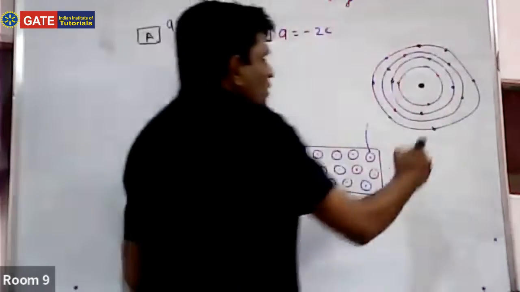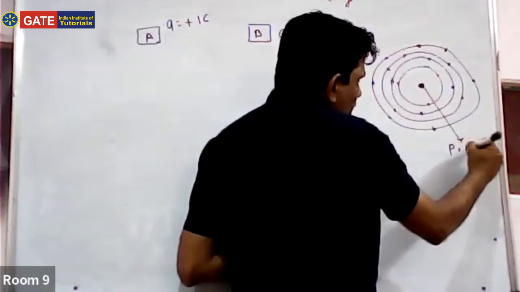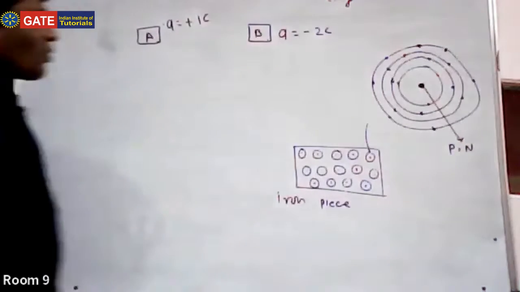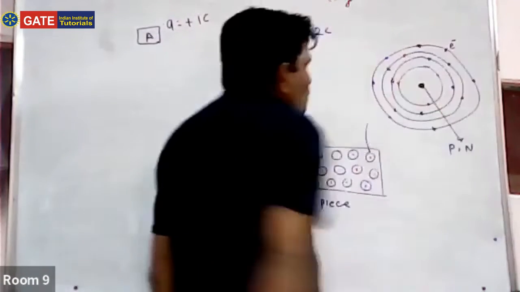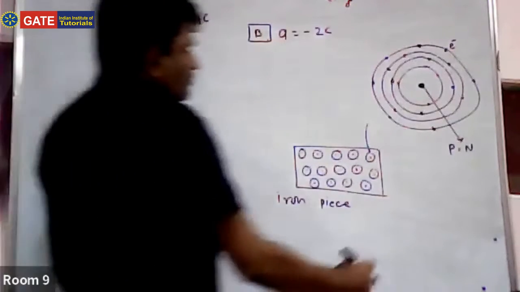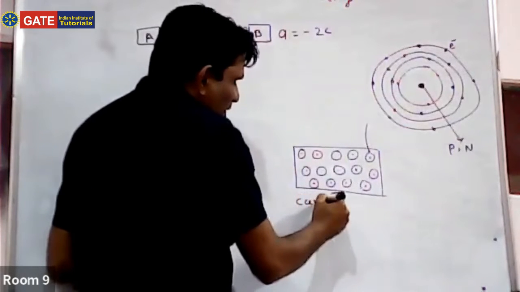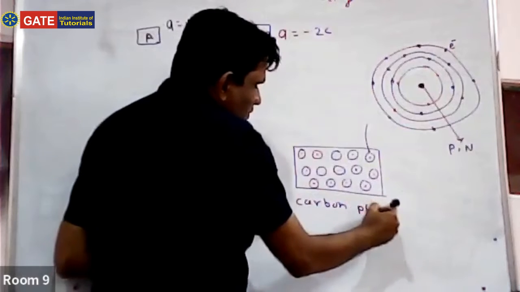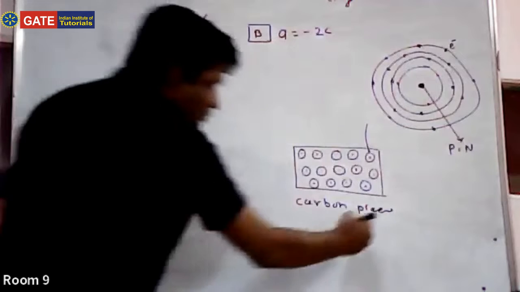In the nucleus, what are the particles involved? Proton and neutron, right? And these are the electrons revolving around the nucleus. Now suppose this is your carbon atom. For simplicity, we will take a carbon piece here. So what is the atomic number of carbon? 6, right?